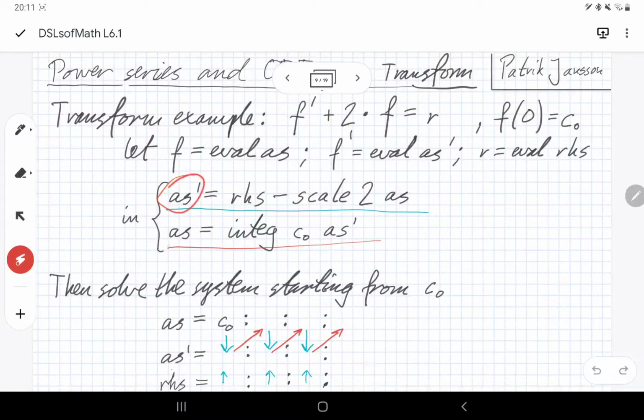So I have two infinite lists, but related by these two equations. And to solve the system, I have this general pattern that I fill in the first coefficient. I know the right-hand side, that's a function, so I will have to compute the right-hand side's coefficients. So I sort of start with having the first value of as and all the values of the right-hand side. And then the blue arrows here show that from them I can compute, using this equation, as prime is the right-hand side minus scale 2 as, the value here.